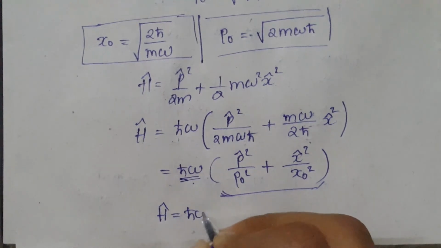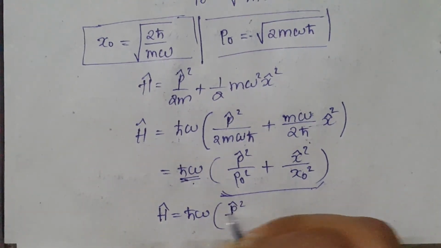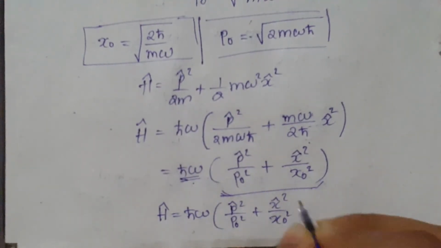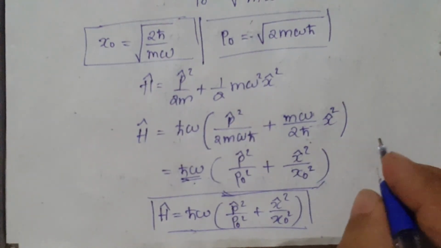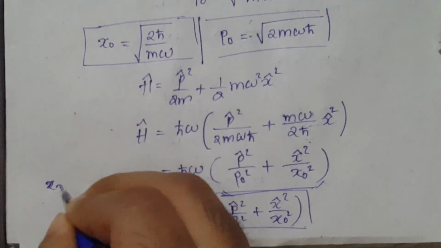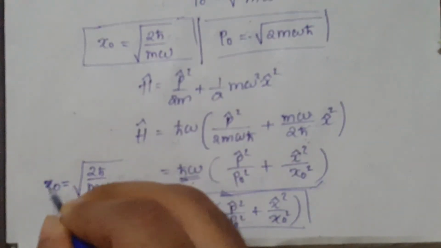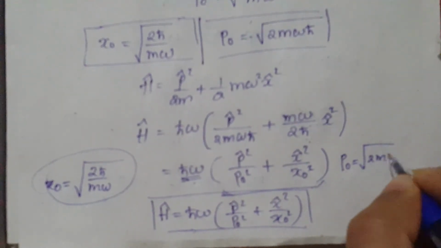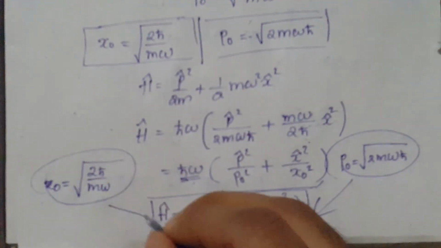So finally we have the Hamiltonian h cap equal to h cut omega times p cap square by p naught square plus x cap square by x naught squared. That's it. And remember, what is x naught and what is p naught? X naught is root of 2 h cut by m omega and p naught is root of 2 m omega h cut. Okay, and now we have the Hamiltonian.